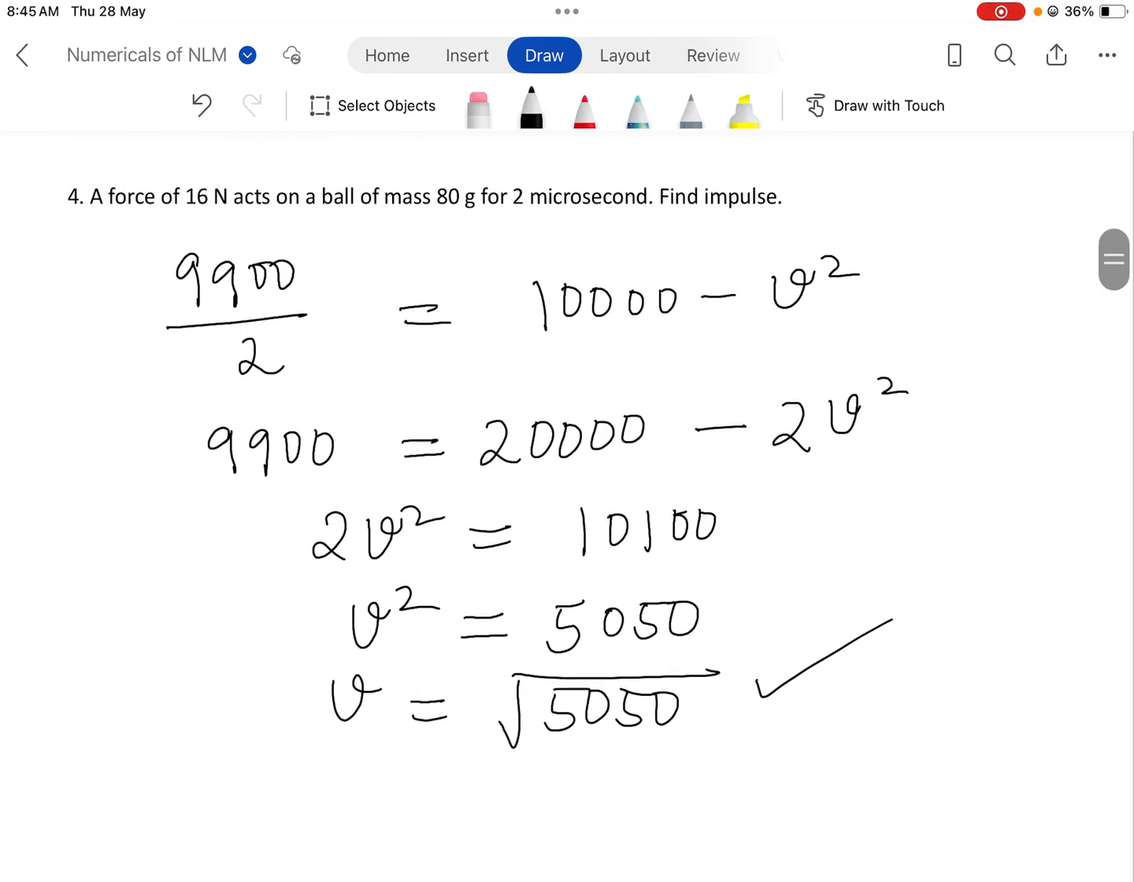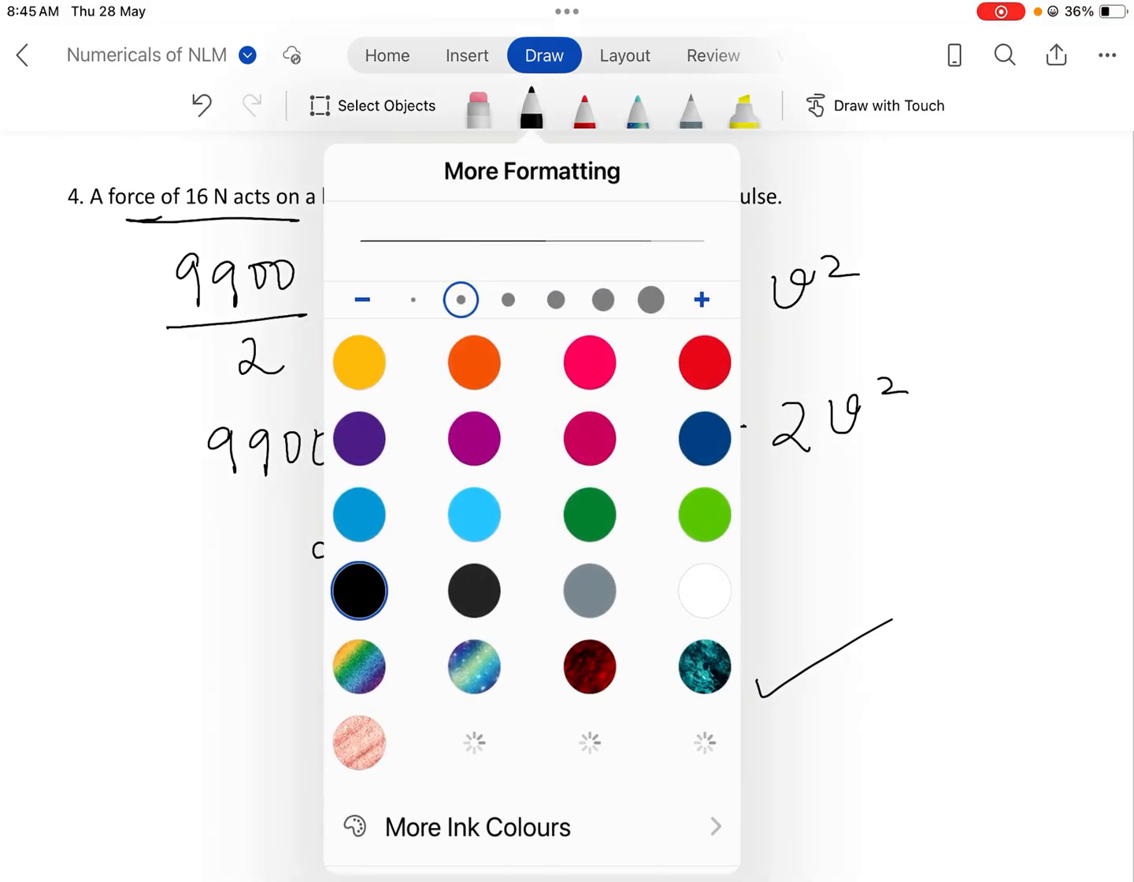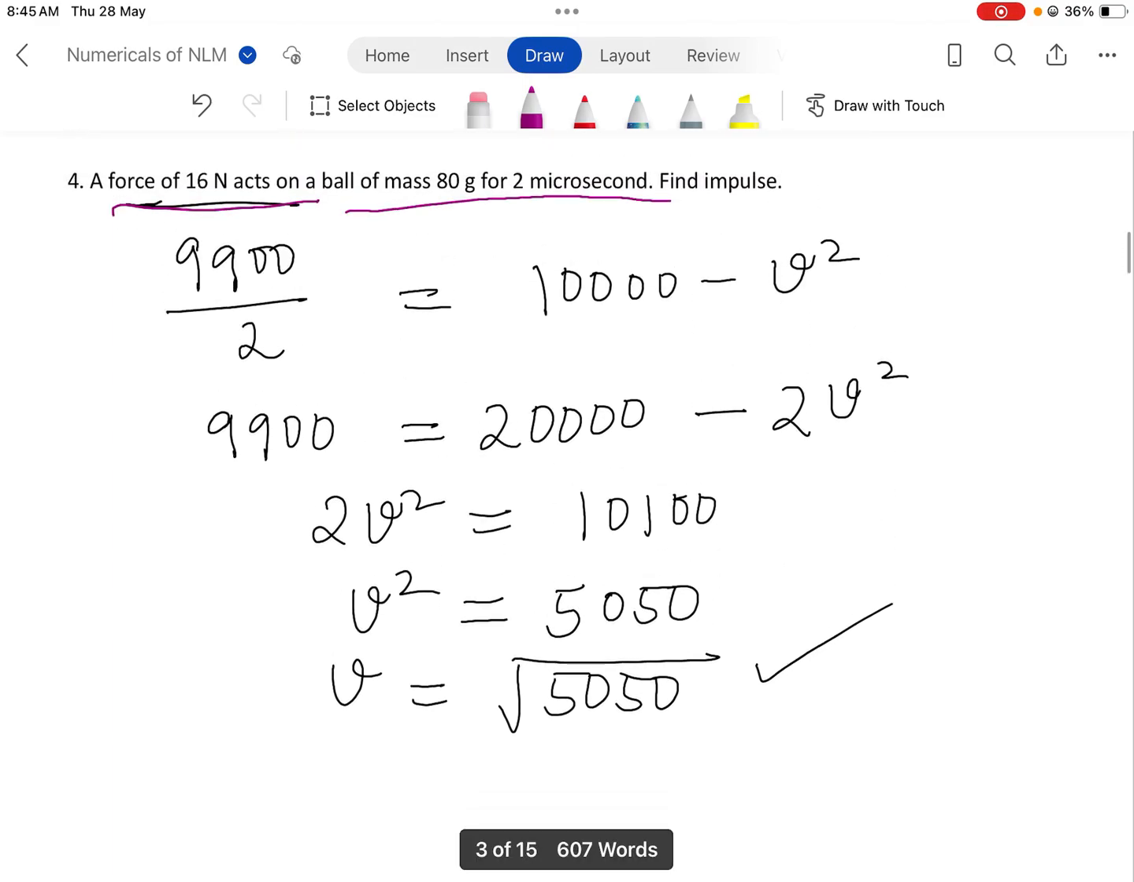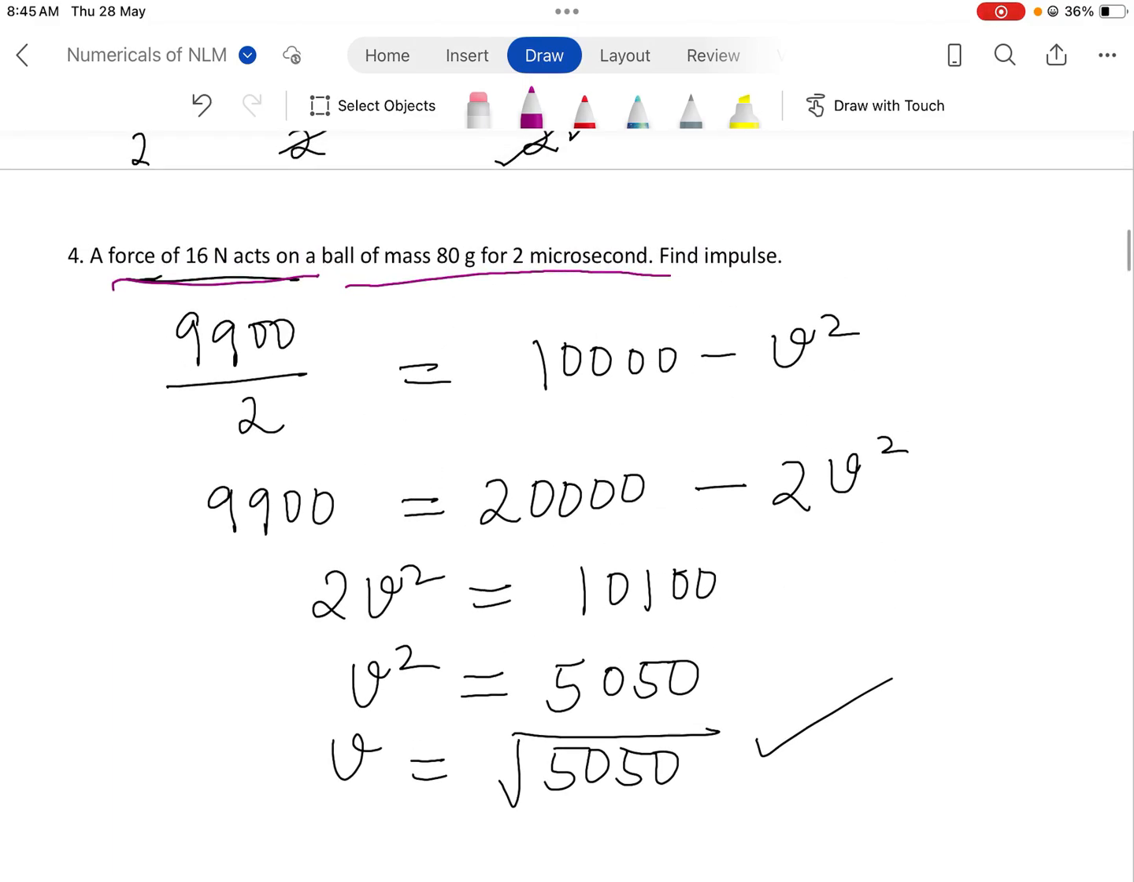Now all of you see the question number 4. A force of 16 Newton acts on a ball of mass 80 gram for 2 microseconds. Find the impulse. So already I have told here, this is what? F equals to 16 Newton. What is time here? 2 microsecond. Microsecond means 10 to the power minus 6 second.